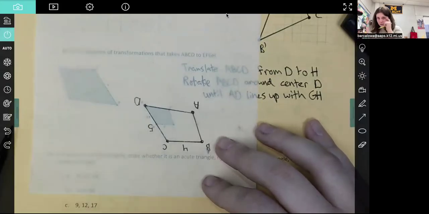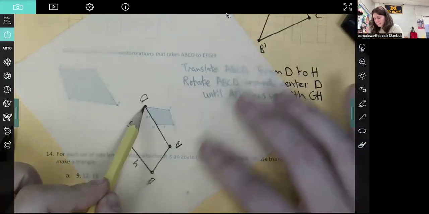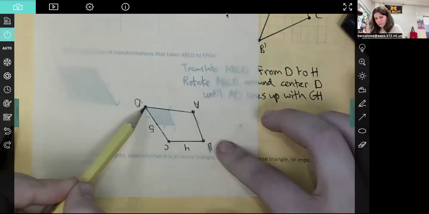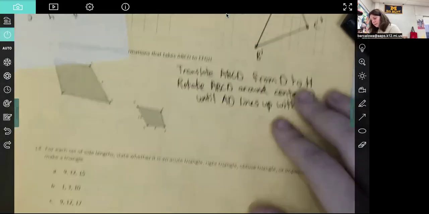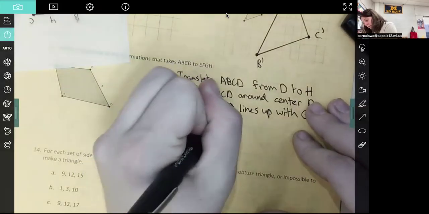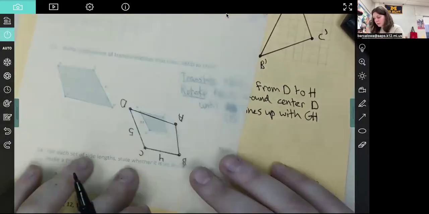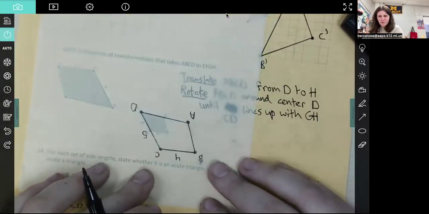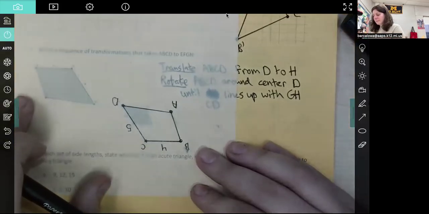I know dilations preserve angle measures, so look, when I was playing around, AD seems kind of funky. But look, see how that angle perfectly lines up? So I need to revise this. I'm gonna go until CD lines up with GH, because now I'm perfectly lined up. Sometimes your first go at it isn't the right go. Got to trial and error a little bit.